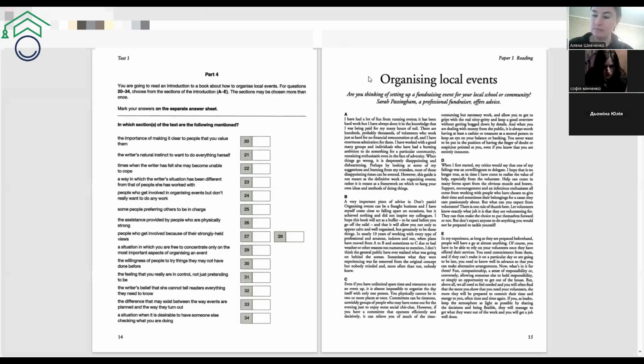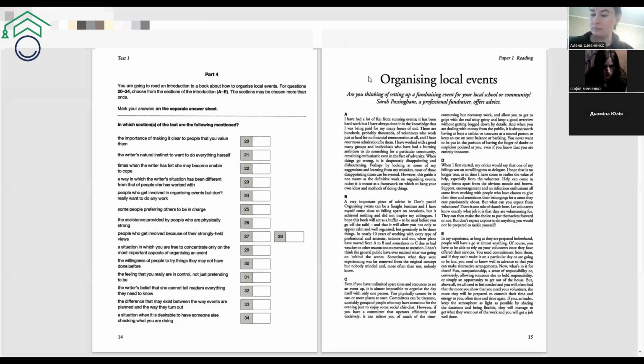D. When I first started, my critics would say that one of my failings was an unwillingness to delegate. I hope that is no longer true, as in time I have come to realize the value of help, especially from the volunteer. Help can come in many forms apart from the obvious muscle and brawn. Support and encouragement and infectious enthusiasm all come from working with people who have chosen to give their time and sometimes their belongings for a cause they care passionately about.